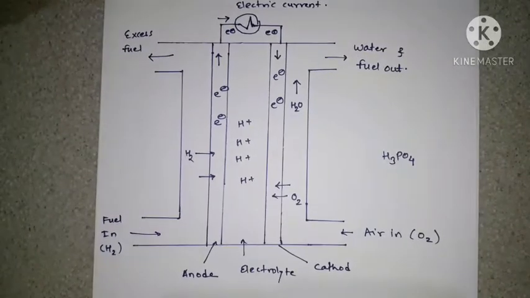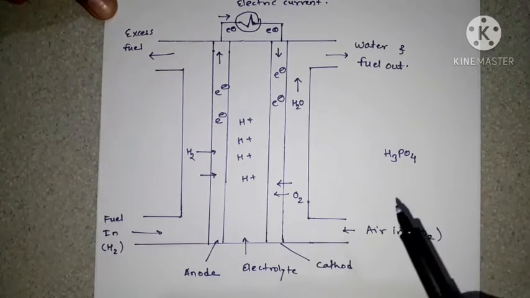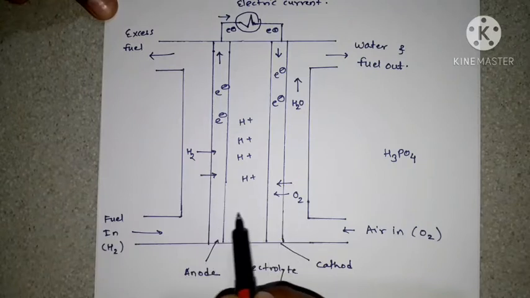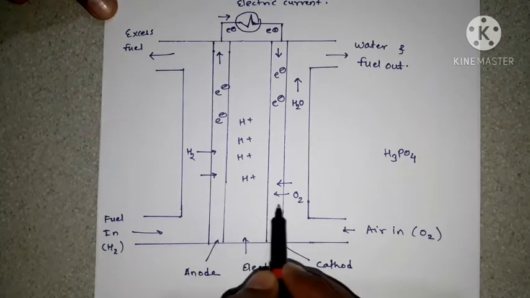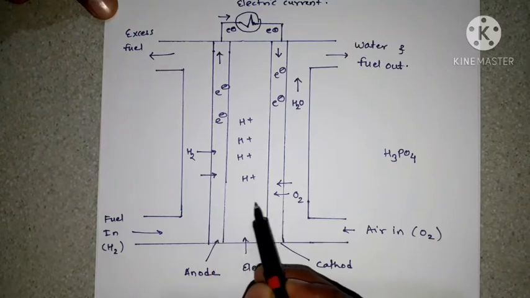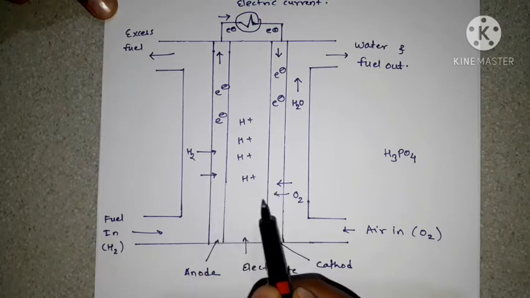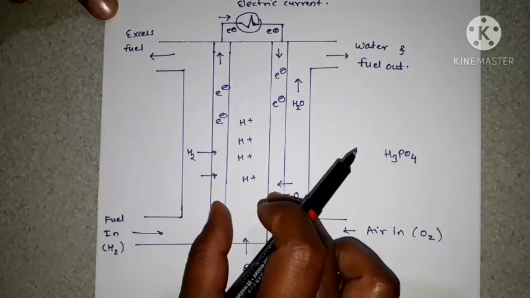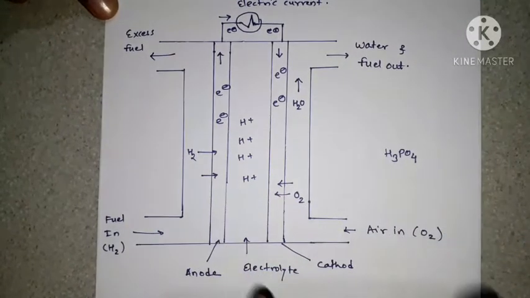by using the diagram, your first point is it consists of two porous carbon electrodes. Both electrodes are made up of carbon, and both electrodes are impregnated or dipped with catalyst platinum powder. Okay, both electrodes, anode and cathode, are dipped into the catalyst, that is platinum powder.